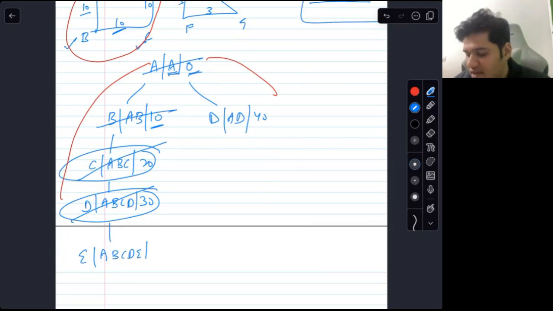I'm not doing it any further, assuming that you have understood the algorithm. Have you guys understood the algorithm? Did you enjoy the Dijkstra algorithm?